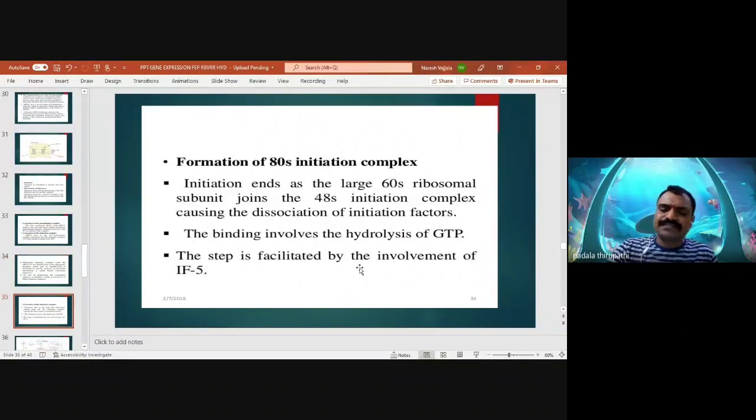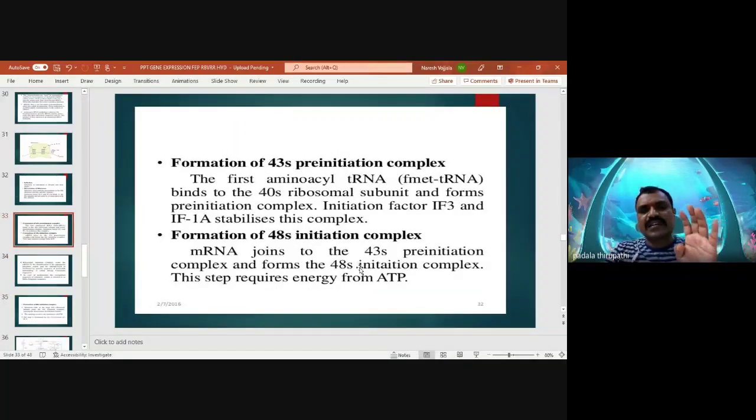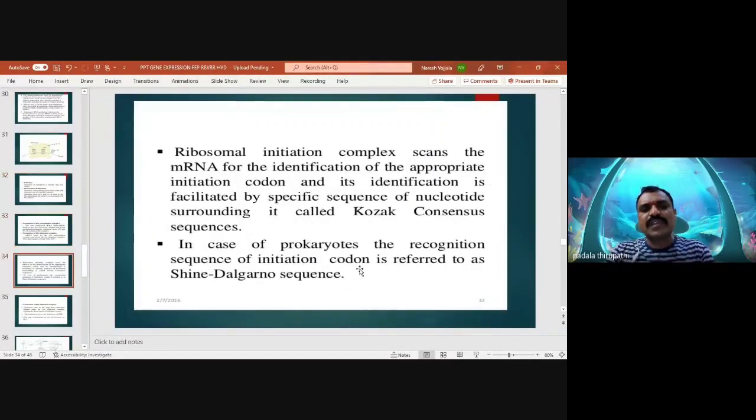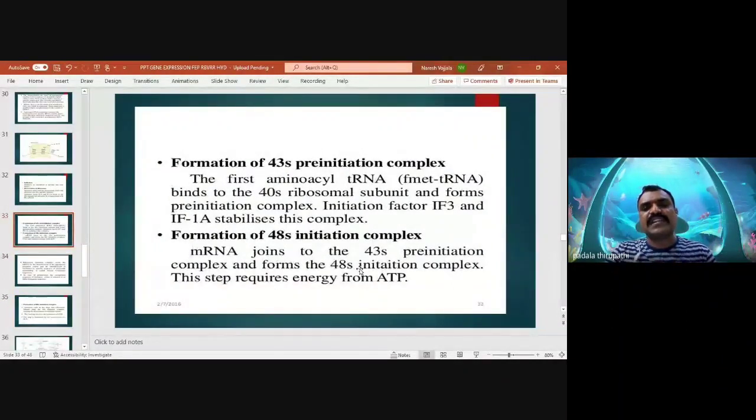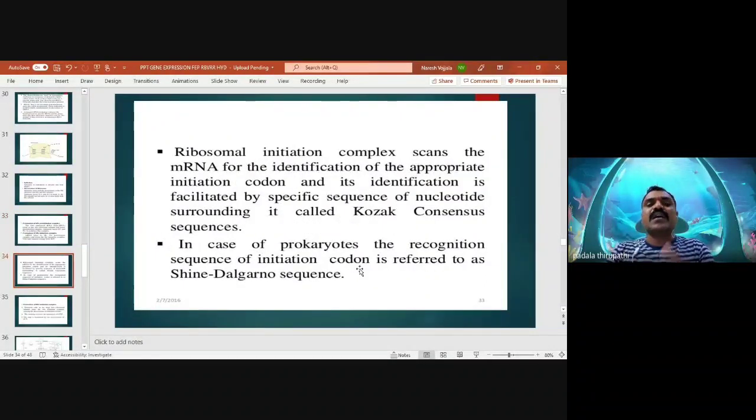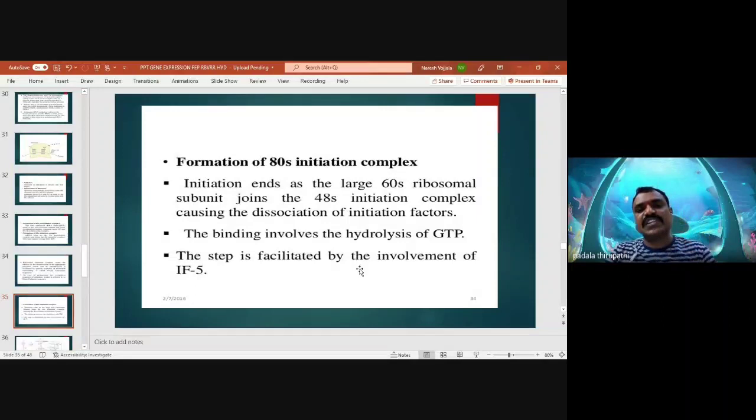Then the fourth subphase of the initiation stage is the formation of the 80S initiation complex. So what we observe in these four steps: the first one is the dissociation of the ribosome, the second is the formation of the 43S pre-initiation complex, the third is the formation of the 48S initiation complex, and the fourth is the formation of the 80S initiation complex.